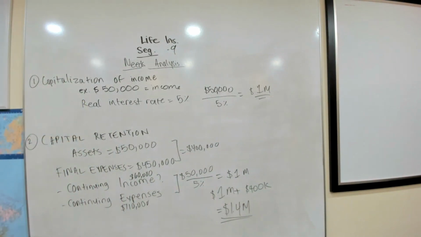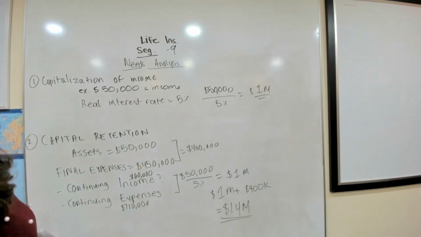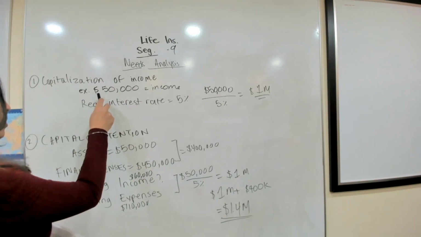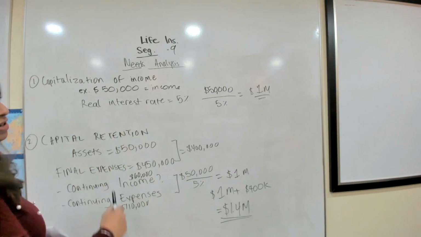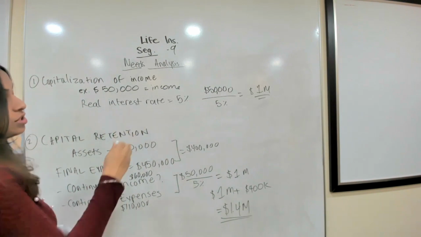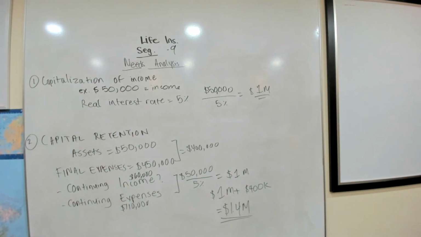We have to come up with it through a certain method. So there's two different methods that are generally used when we're trying to figure out how much insurance is needed. The first one is called the capitalization of income. And what that means is that all you're going to do is take the income into account, right? So example, if somebody has $50,000 of income that they're earning, we need to divide this by the real interest rate. And it has to be the real interest rate.